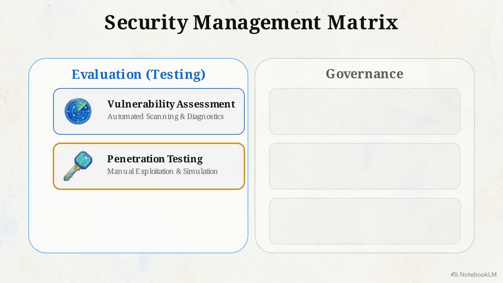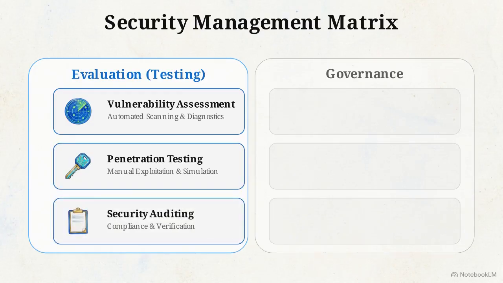The second tier is penetration testing. Instead of relying solely on automated diagnostics, a pen test is manual. An engineer actively simulates real-world attacks to see if they can exploit the vulnerabilities found during the assessment phase. The third tier is security auditing. This shifts the focus from exploitation to verification, rigorously reviewing system configurations to ensure they meet required compliance standards. Together, these three methodologies fall under the broader umbrella of ethical hacking, the authorized attempt to defeat system defenses.